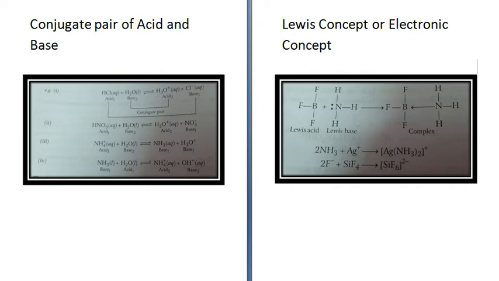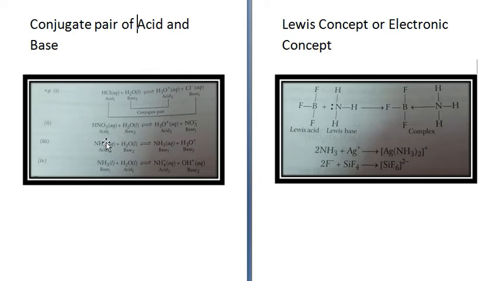They have given you a few examples over here. Suppose you see HCl + H2O. It is giving you H3O+ and Cl-. Now HCl is an acid whose conjugate base is Cl-, because what is the difference between the two? Only of H. Similarly, H2O is a base whose conjugate acid is H3O+. So between H2O and H3O+, there is only a difference of H+.